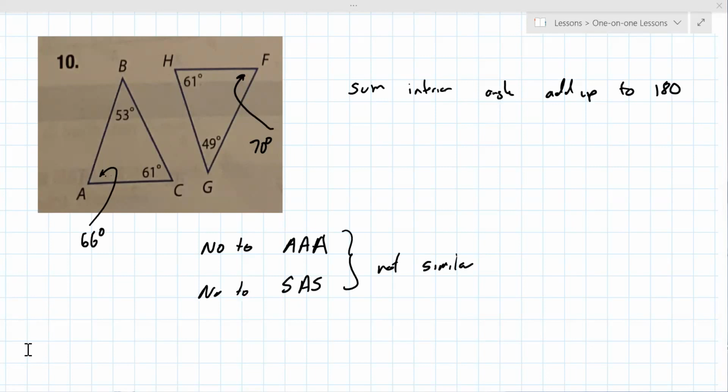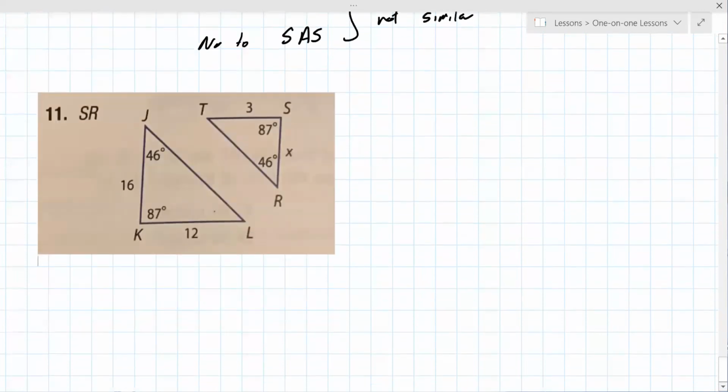All right, let's move to 11. The instructions for 11 say identify the similar triangles. So they're telling you these are similar. You want to look for things like, okay, the 87 goes with the 87, the 46 goes with the 46, and that gives you an orientation for this. That means that S goes with K and R goes with J, and then T goes with L. Okay, so that's nice.